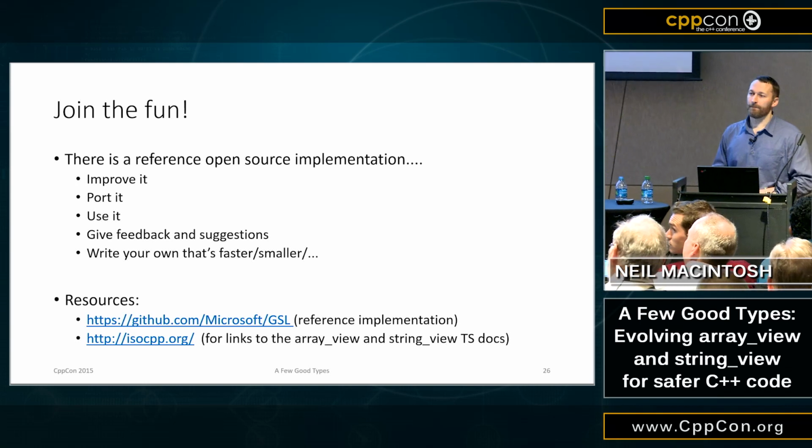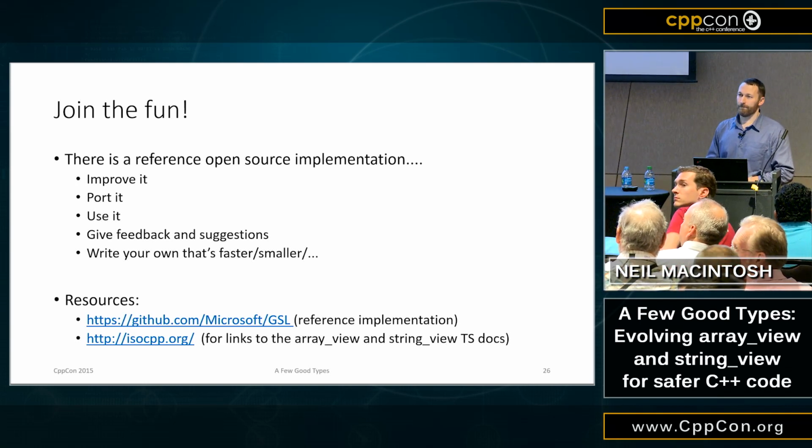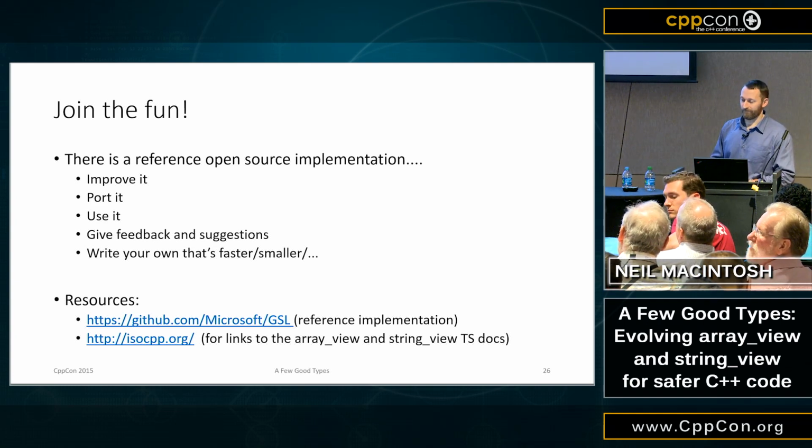There was another question. The as array view function, is it essentially reinterpret cast? Is it bypassing the cast system of C++? No, you're right. It is essentially a reinterpret cast. In fact, it just is a reinterpret cast at the moment.